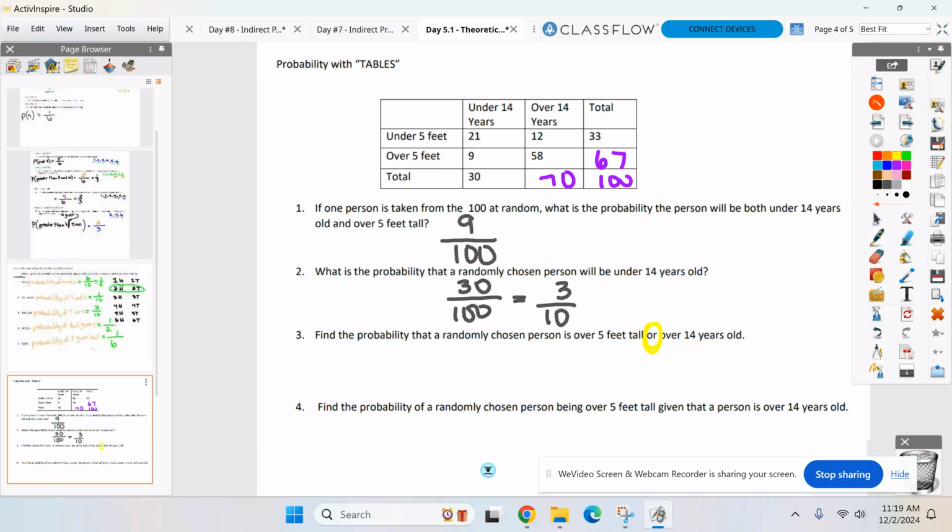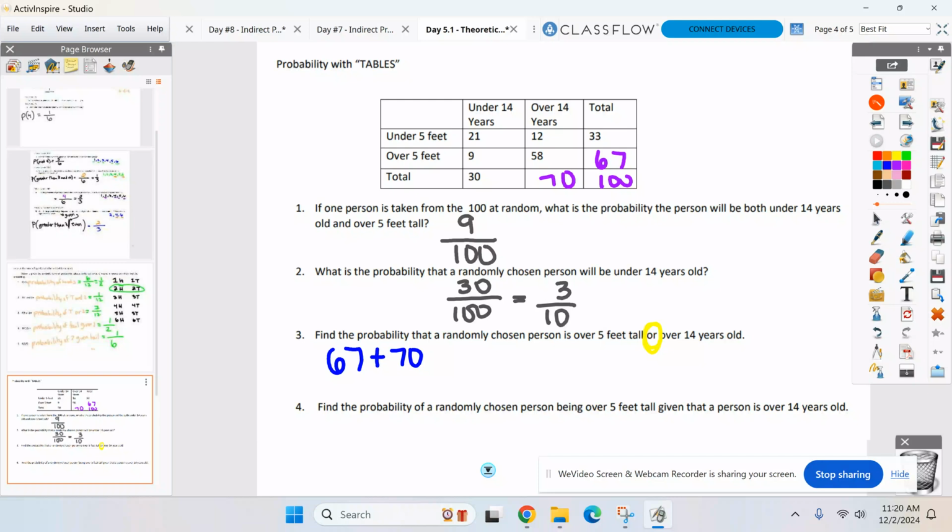Ready? Let's start here. Over 5 feet tall, how many do you have? 67. Over 5 feet tall, you have 67. Along with, how many are over 14 years old? 70. I think we got a problem, don't we? I got 67 people that are over 5 feet, but then over 14 years old, you told me 70? How can that be possible? What's the problem going to be? Counted the 58 twice. It's going to be over 100 people. Yep. No way that can happen.